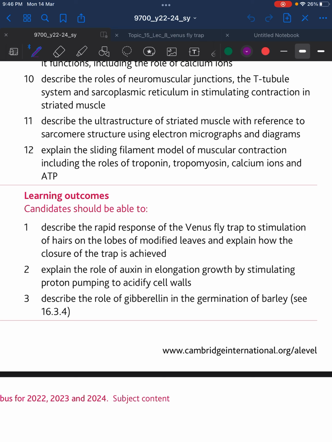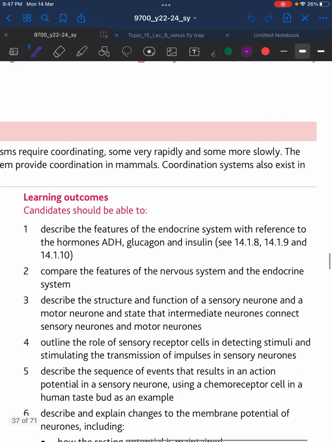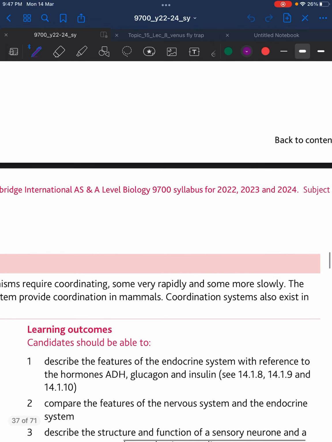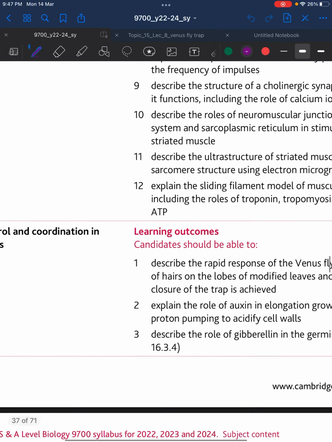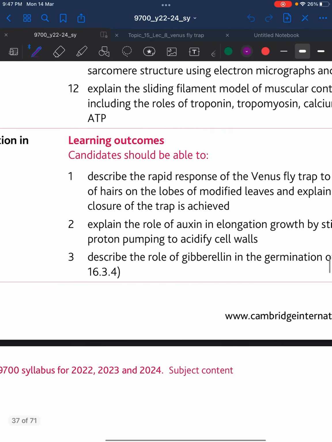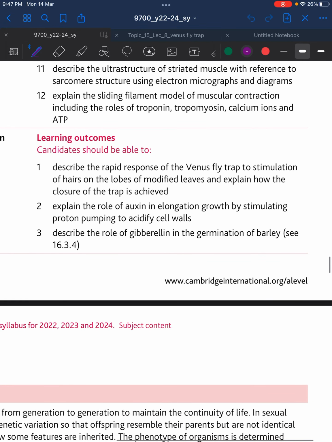For Tuesday's lesson, we are still under topic number 15, control and coordination. But this time around, we're going to focus on control and coordination in plants.